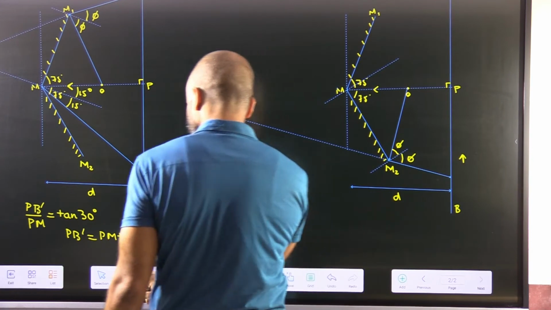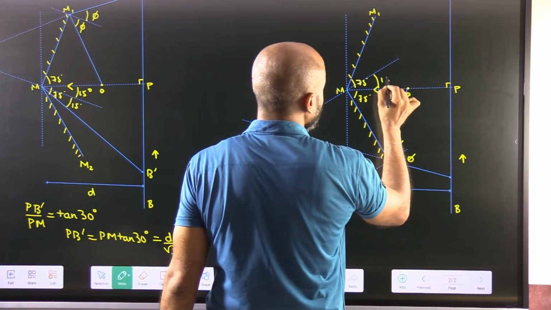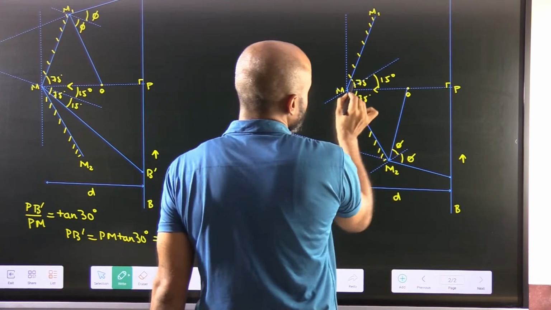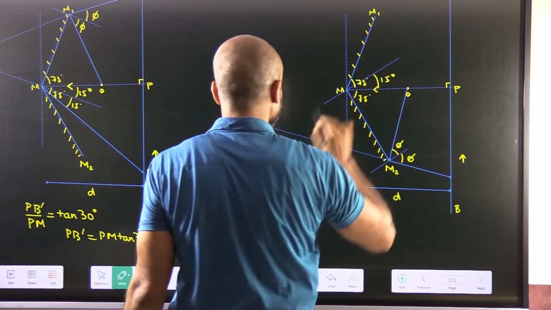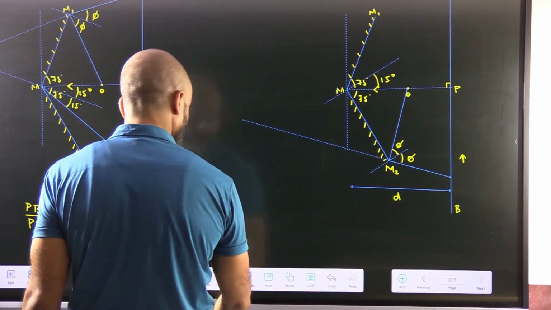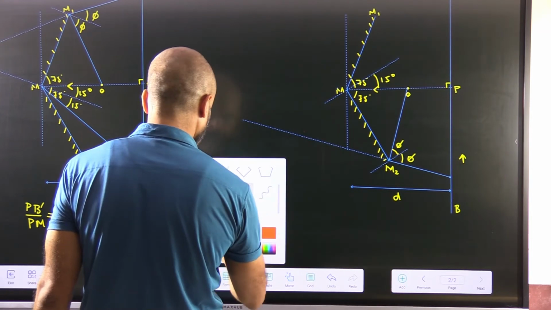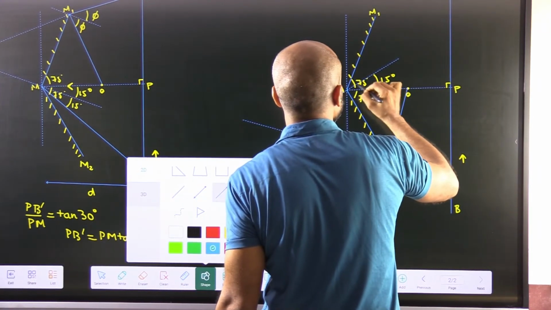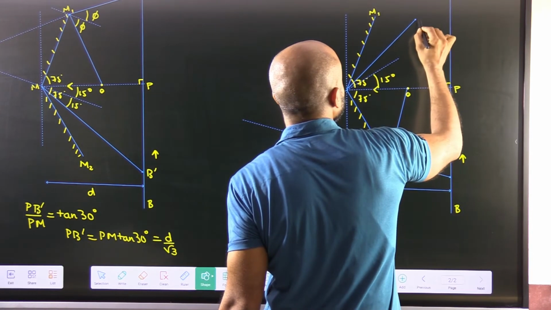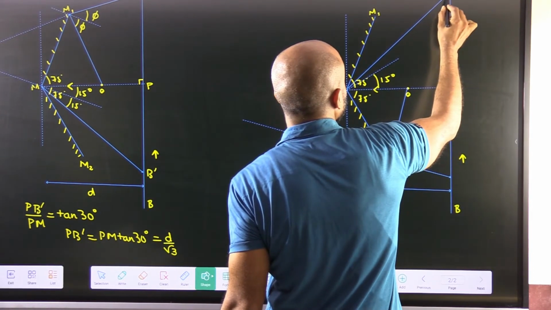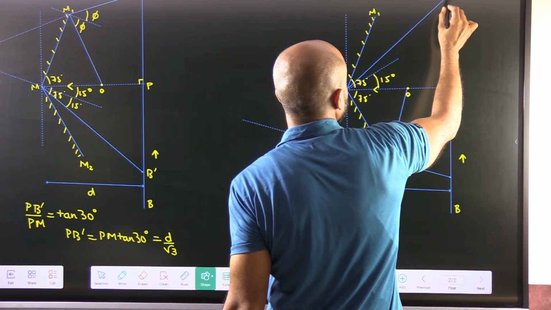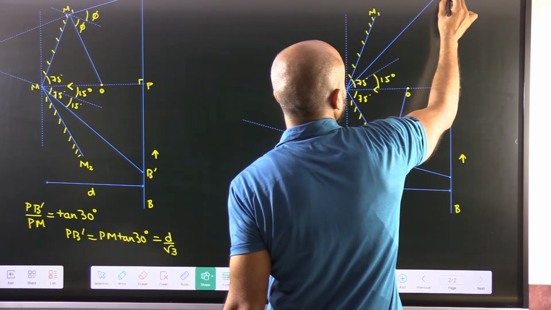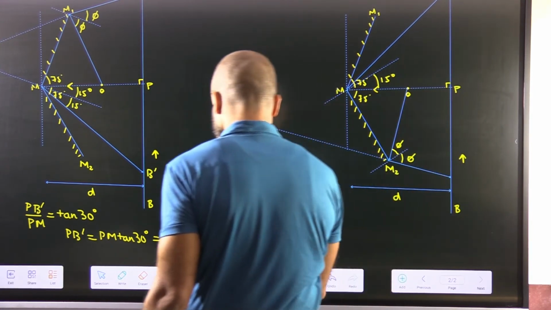So here obviously this angle is going to be 15 degrees. If this angle is 15 degrees, see this is 75 and obviously this is 90, so 90 minus 75 will give you 15. So we will have a ray which emerges like this, incident ray. It will be somewhere here, or rather after reflection this will go somewhere here.